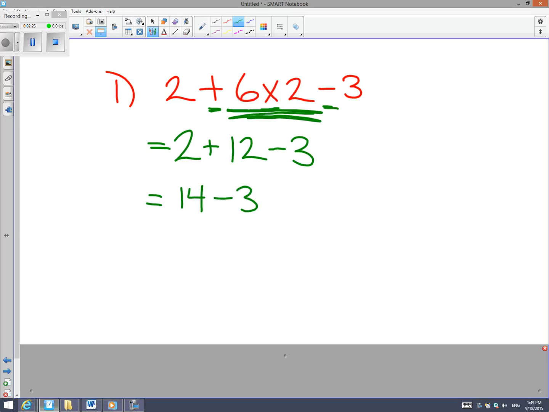You bring that down because we haven't looked at it. Again, maybe when we're first doing it, you might just underline the piece that you're going to do each time. And that one there is 11.